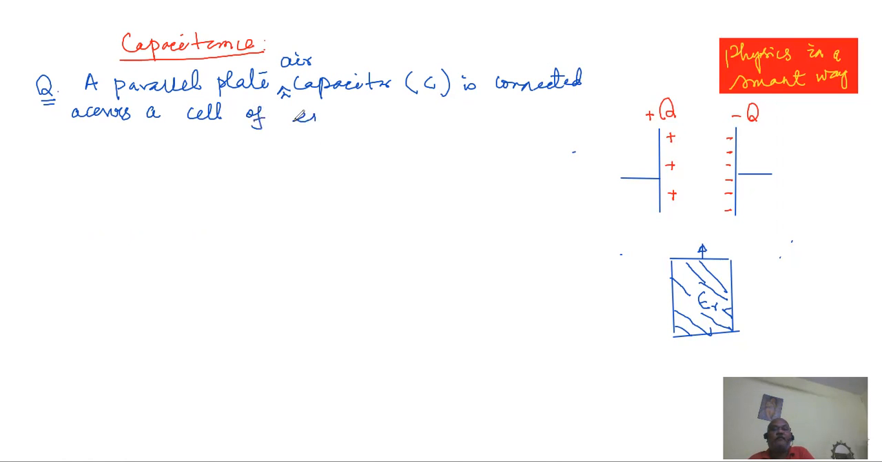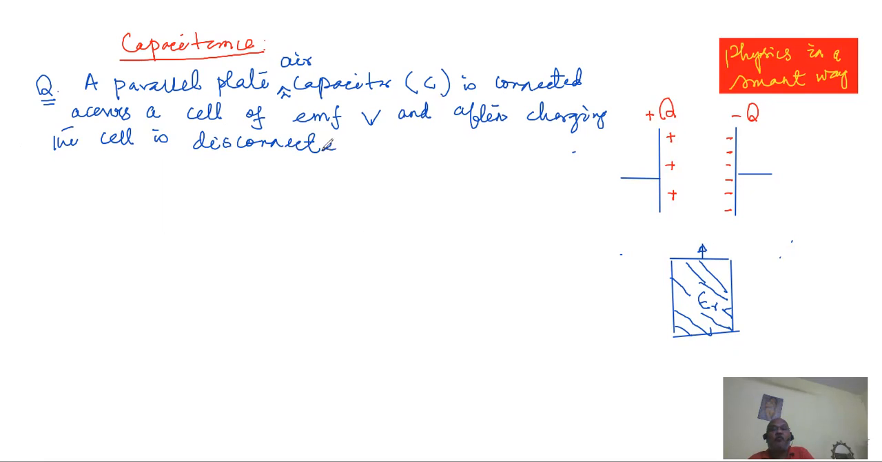of EMF V. EMF is electromotive force, that we will be learning in current electricity. That is the same as potential difference here. A cell of EMF V, and after charging, the cell is disconnected. Cell is disconnected from the capacitor.